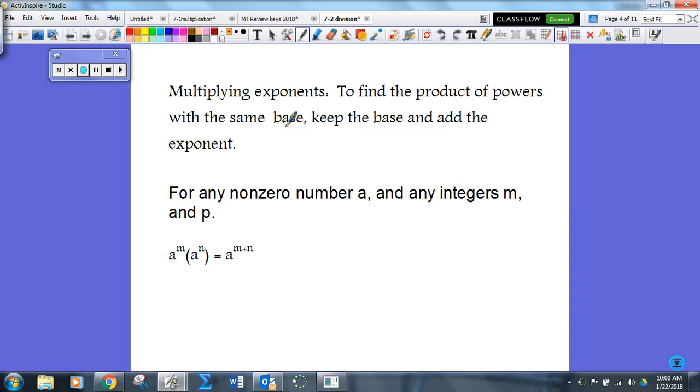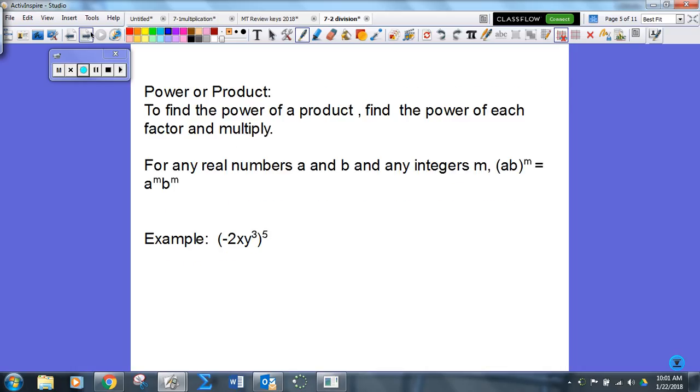So first, what I wanted to do is review the rules we learned yesterday. Multiplying exponents or powers. To find the product of powers with the same base, keep the base and add the exponents. A to the m times a to the n equals a to the m plus n. Keep the base, add the exponents. Power of a product. To find the power of a product, find the power of each factor and multiply.